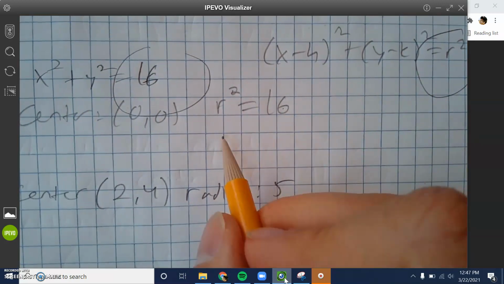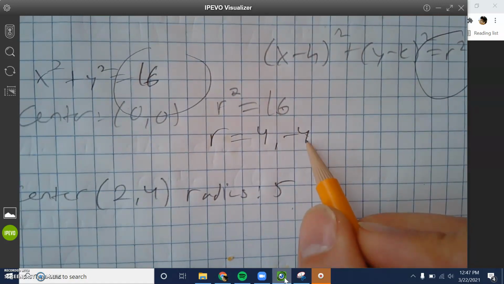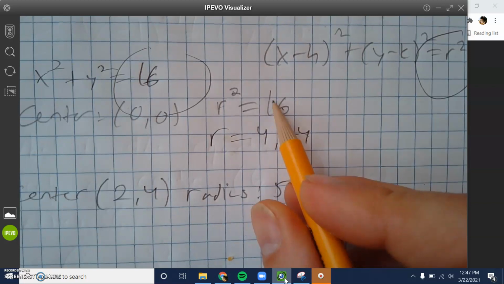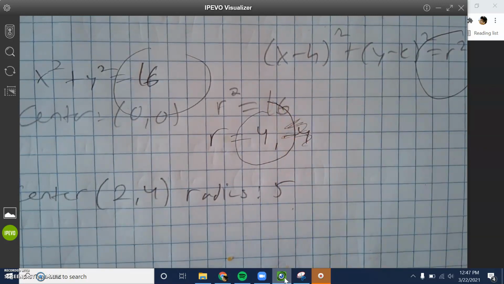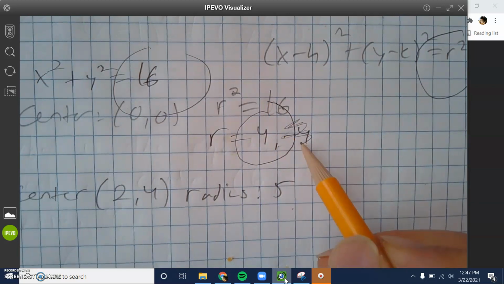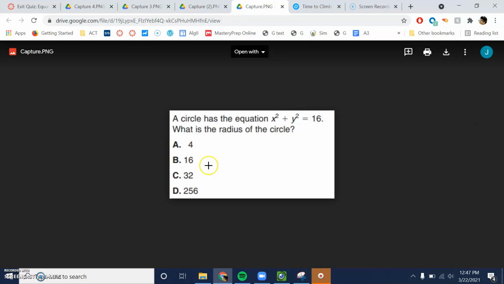So what number times itself is 16? That would be 4 and negative 4, because negative 4 times negative 4 is also 16. But we only deal with the positive because radius is positive distance. We don't have a negative distance. That doesn't make sense. So the answer is 4 for the first one, A.